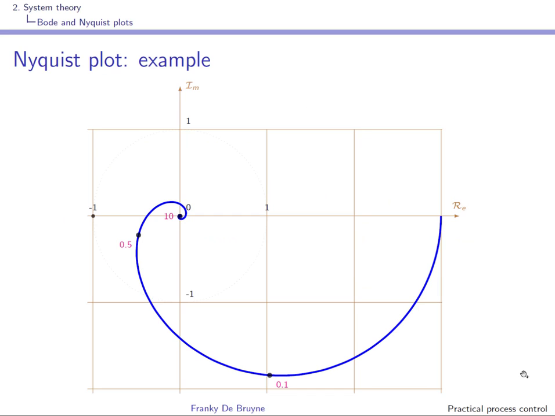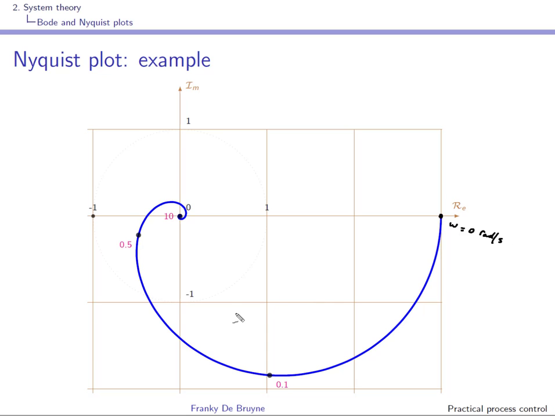Here you can see an example of a Nyquist plot. You can see here the real part of H(jω) and the imaginary part of H(jω). The values here in magenta are frequencies. Remember that this is a parametric plot where omega takes values from 0 to infinity. This is the value that corresponds to frequency omega equal to 0, and this is of course in radians per second.